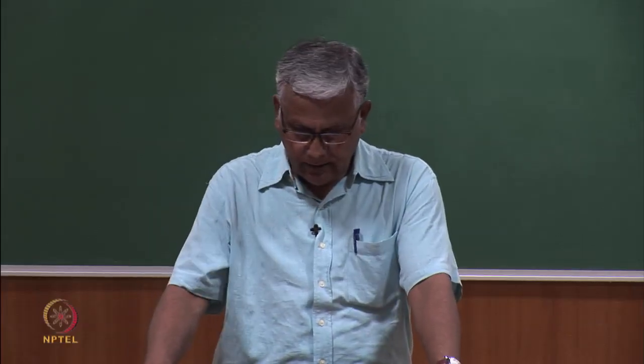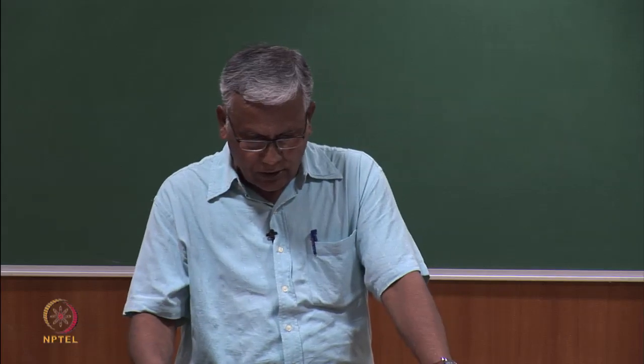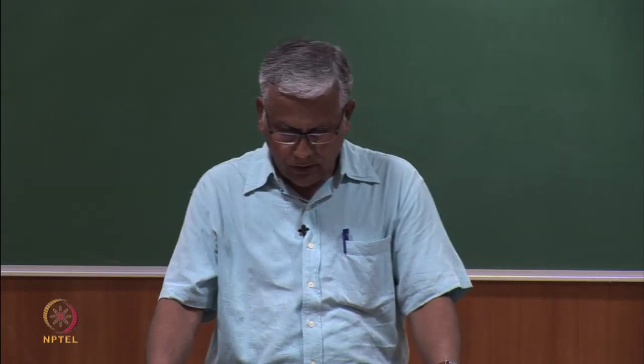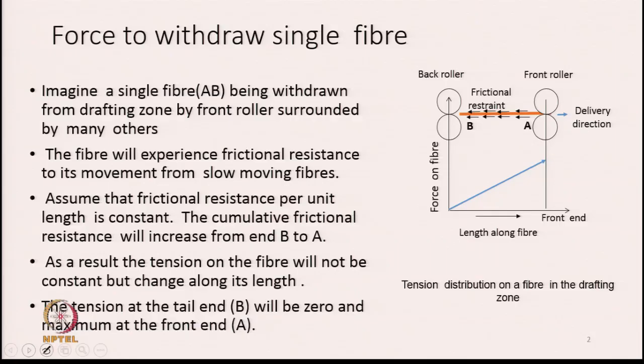Let us first concentrate on the force development on a single fiber as this fiber is withdrawn. So, let us look at this diagram. One drafting zone has been depicted here, and there is one fiber shown by the orange line, and the fiber is being withdrawn. It is under the nip of the front roller, therefore, it is moving at a higher velocity now and is going to be separated from its neighbors.